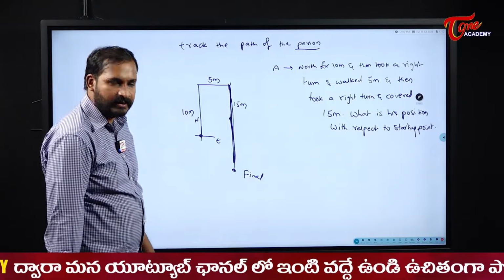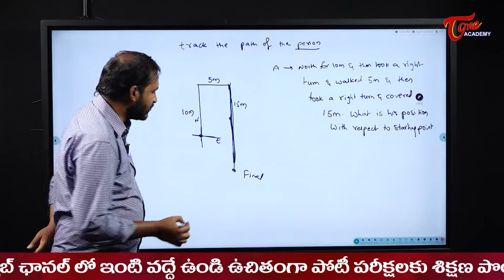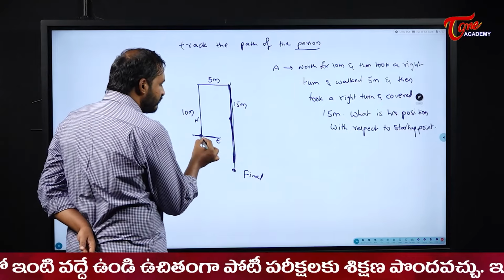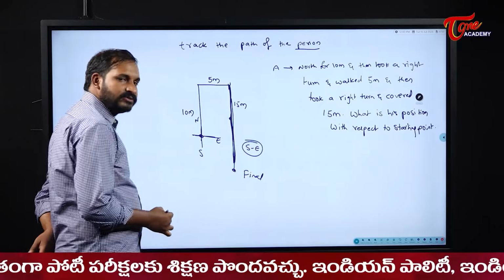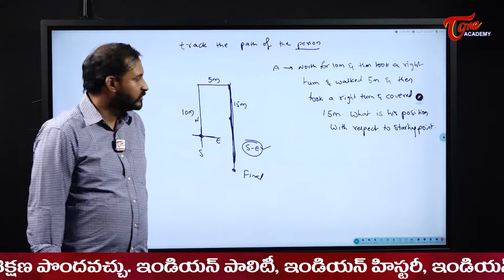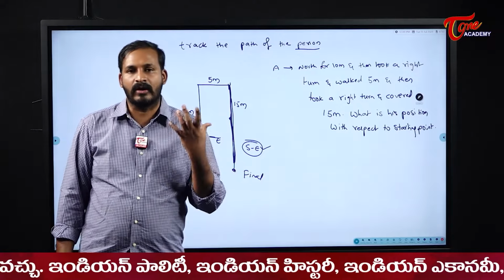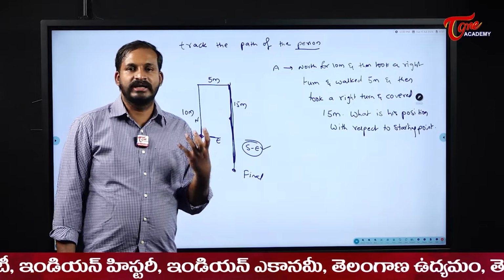Now if I want to find in which direction he is from the starting point, actually in which direction? From the starting point he is towards the southeast. From the starting point he is towards his southeast. So that will be our answer. So while drawing the diagram, draw with some common sense, so that it will be very clear for us to get the answer.